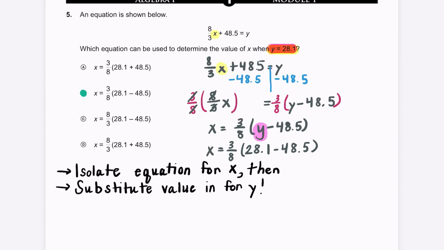So just a little review. If you have something like this, and you need to eliminate that fraction, we call it multiplication of the reciprocal. We multiply both sides, and then you would have x equals 15/2. Okay, so that's question number 5.